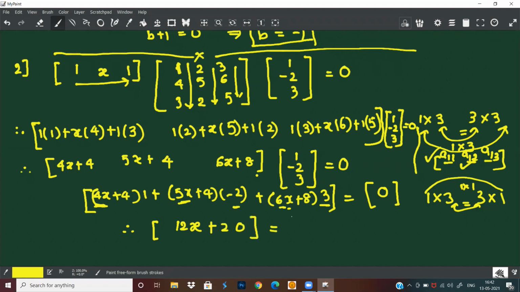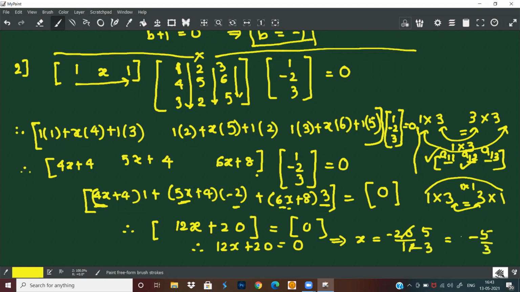Yes, Shreya. Four fives are four threes. Got it?